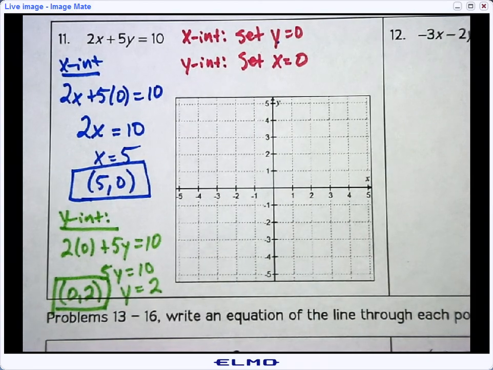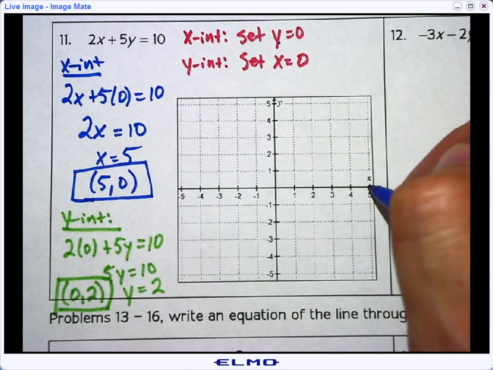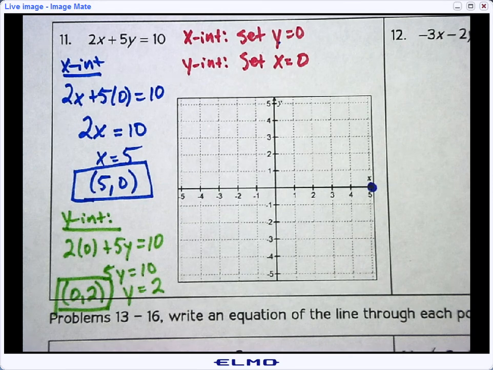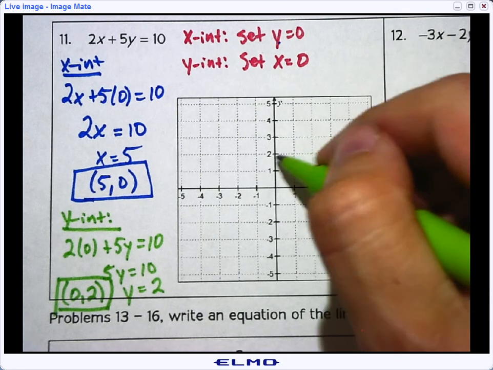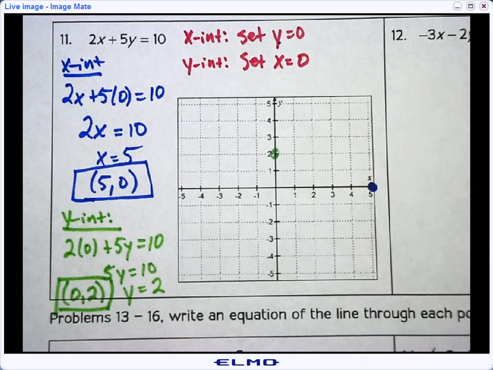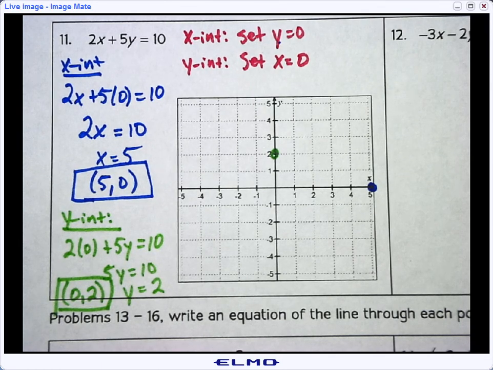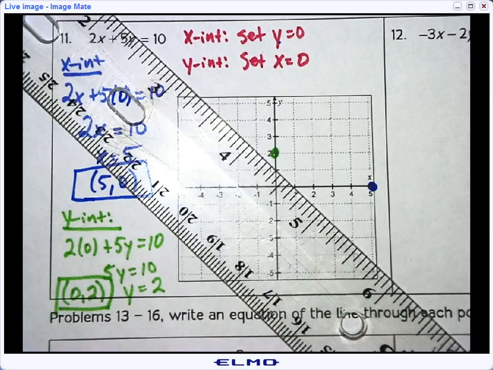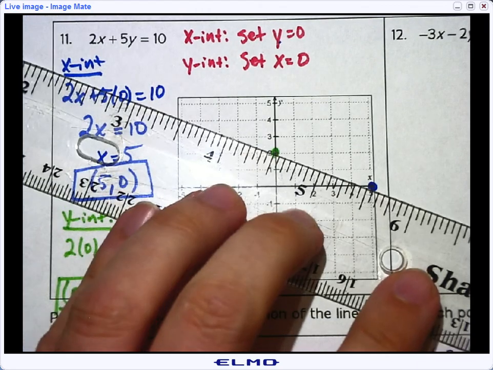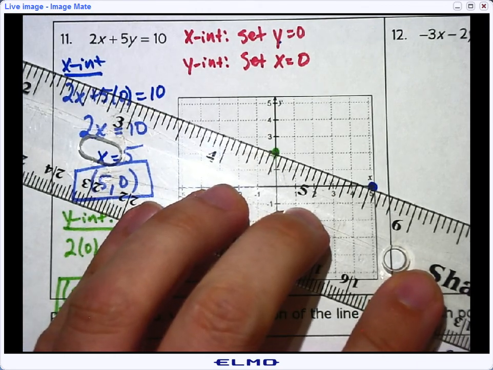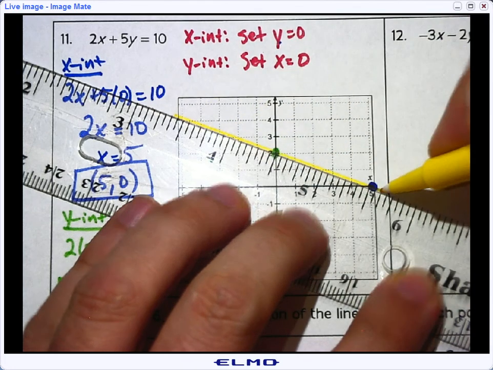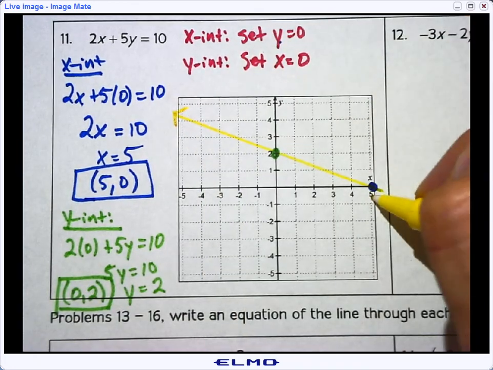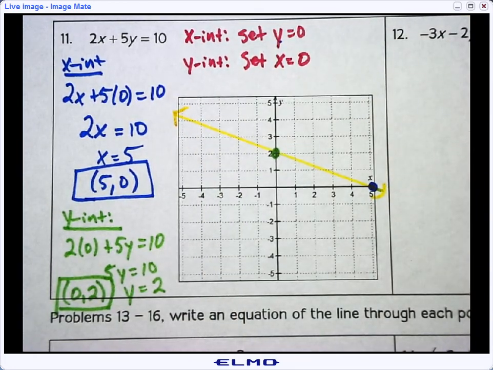All right, so I have named the intercepts. I'm going to go ahead and plot those. 5, 0 is right here. 0, 2 is right here. So I have my 2 points, so I can go ahead and connect those to get my line. So connecting these 2 dots, we get a line that looks like that.